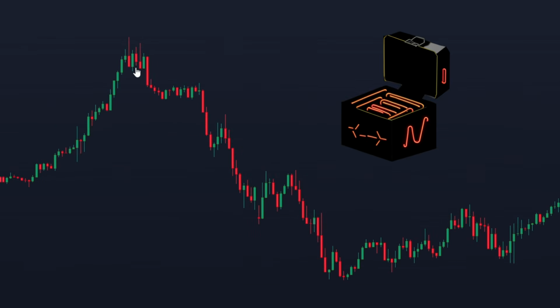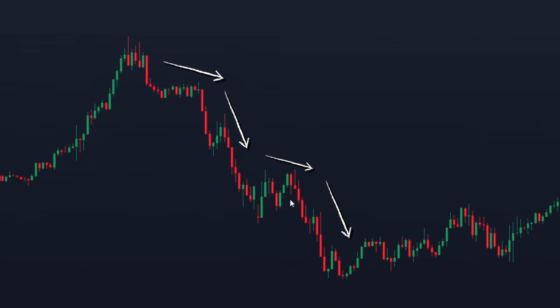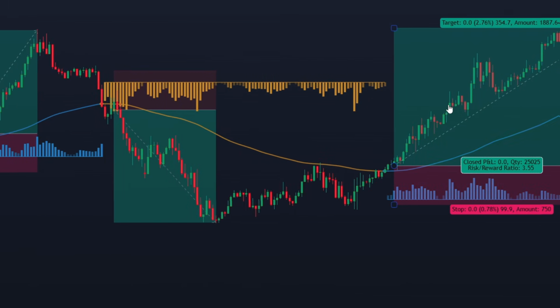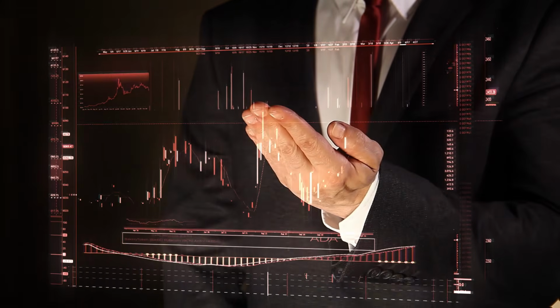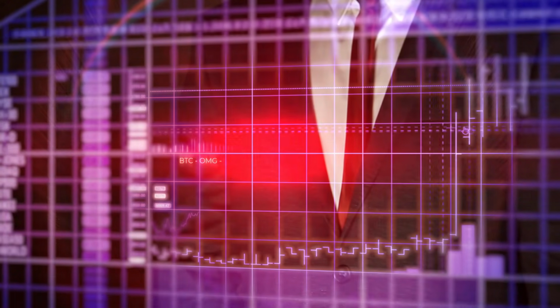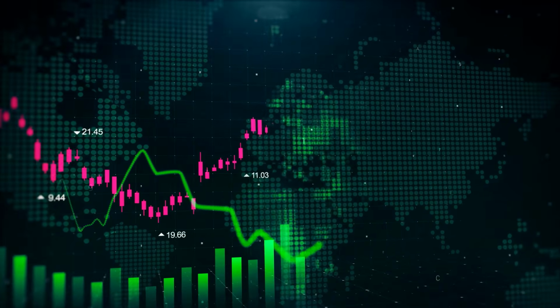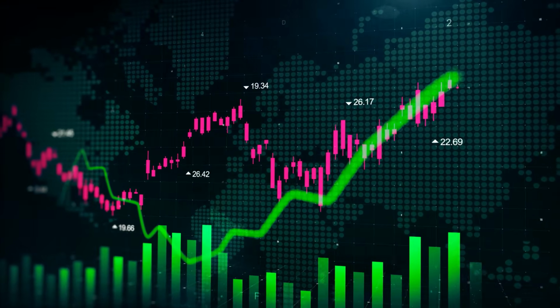What if you had an indicator that didn't just tell you the direction of the trend, but also revealed the strength behind that move? That's exactly what this indicator brings to the table. It's a unique combination of trend-following logic and volume analysis that gives you insight into not just where the market is heading, but how strong that move really is.